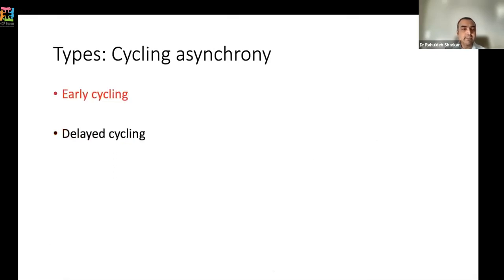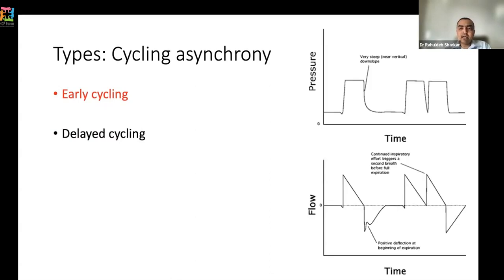pressure time curve. And then cycling asynchrony, early cycling. This can happen depending on what time, frequency, etc. we are choosing. So essentially, we have a situation where the patient wants to continue to breathe in, but because of the time cycling that we have chosen, the inspiration has stopped, but the patient still wants to breathe.